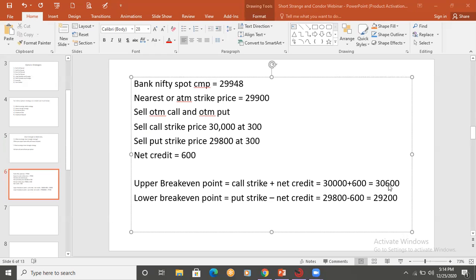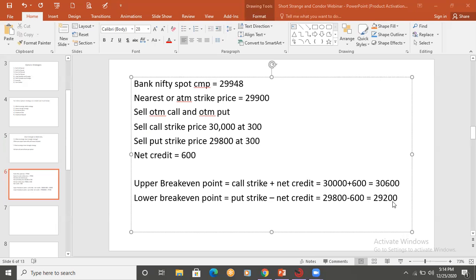Now, how much can the loss be? The loss can be unlimited. So let's say if Bank Nifty closed at 30,700 on expiry day, then my loss will be 100 points from this strategy. With lot size 25, my loss will be 2,500. If Bank Nifty, let's say, closed at 29,000 on expiry day, then my loss will be 200 points.